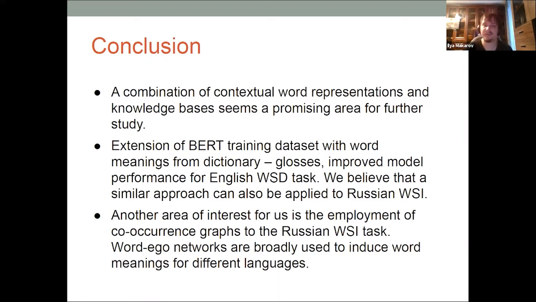And we believe that a similar approach can also be applied to the Russian word sense induction task in a supervised manner, because word sense disambiguation is a supervised task for classification of sense. Another area of interest for us is the employment of a co-occurrence graph for the Russian word sense induction task, and we have some preliminary results that will be presented today at the ICE conference.